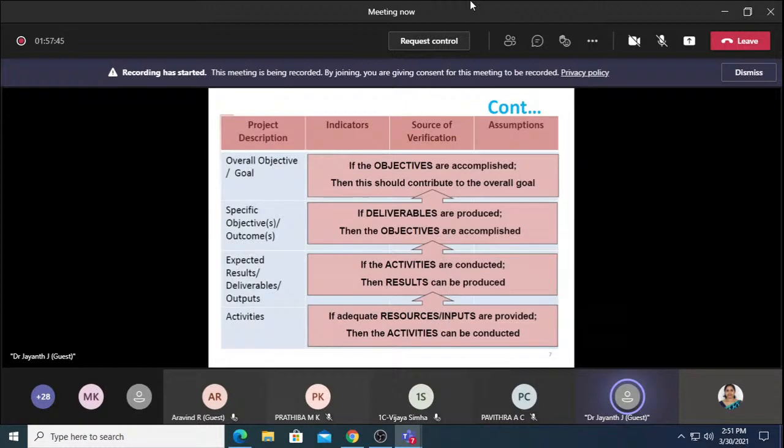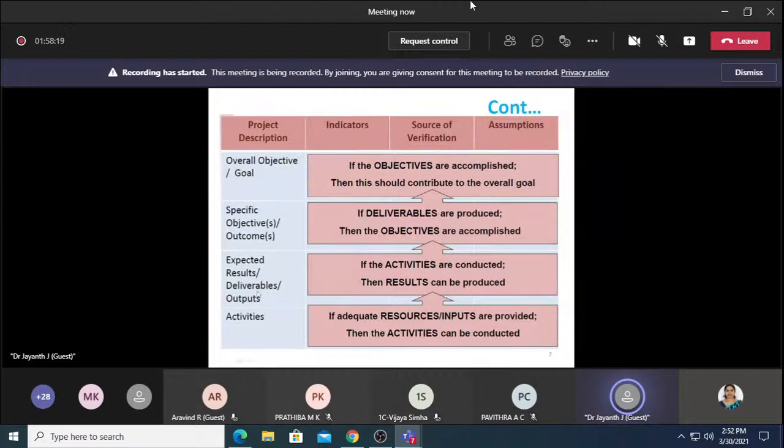Next, in simple terms, how should a project flow? First, coming from the bottom, you have your project description, the indicators, sources of verification and assumptions. Everything will depend on these four values. So what is the project description? First, activities. If adequate resources or inputs are provided, then the activities can be conducted. So what is the methodology you have? You need to have it with respect to your time frame.